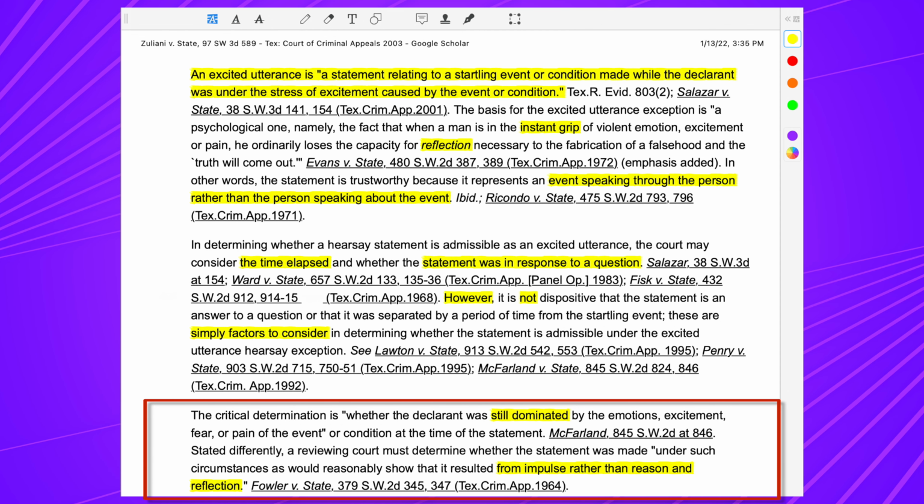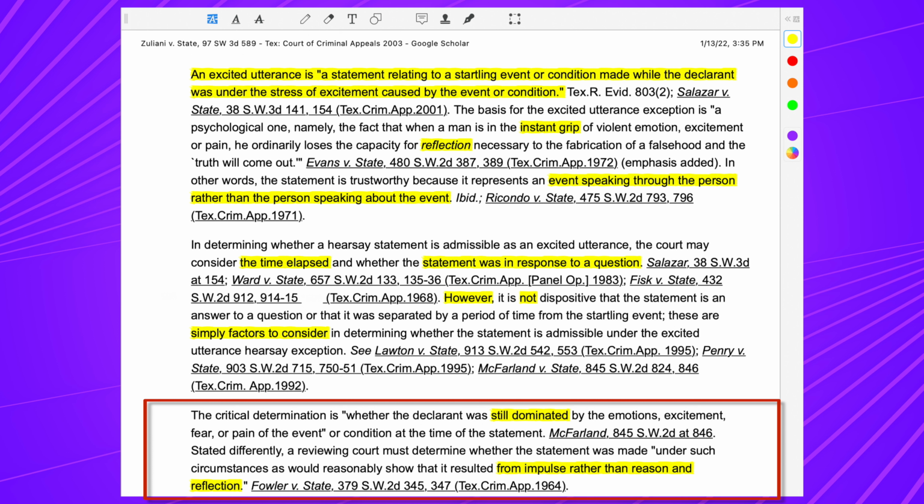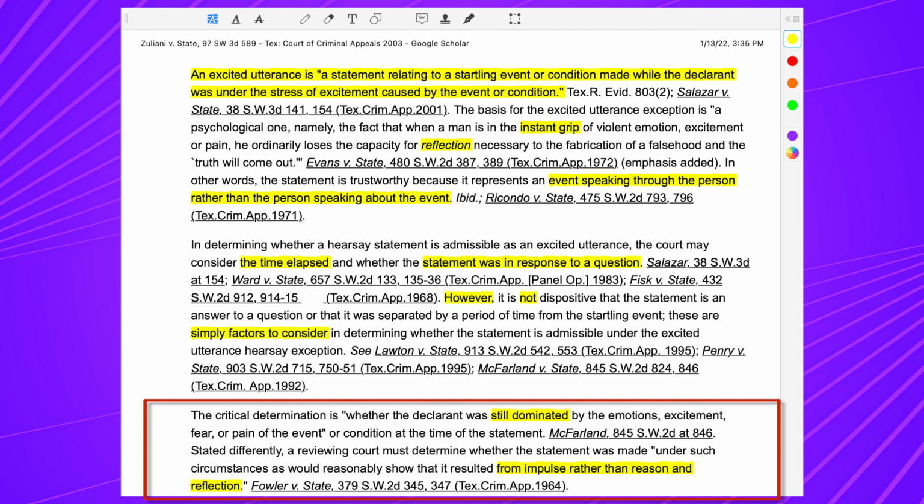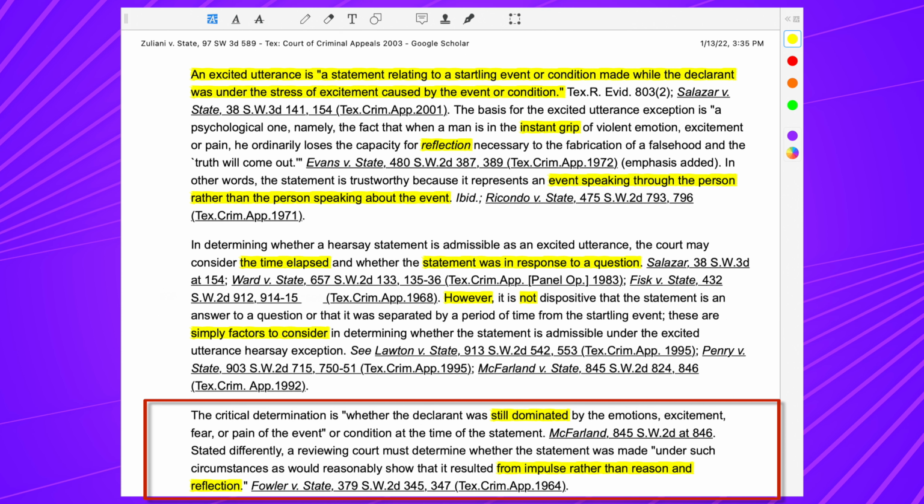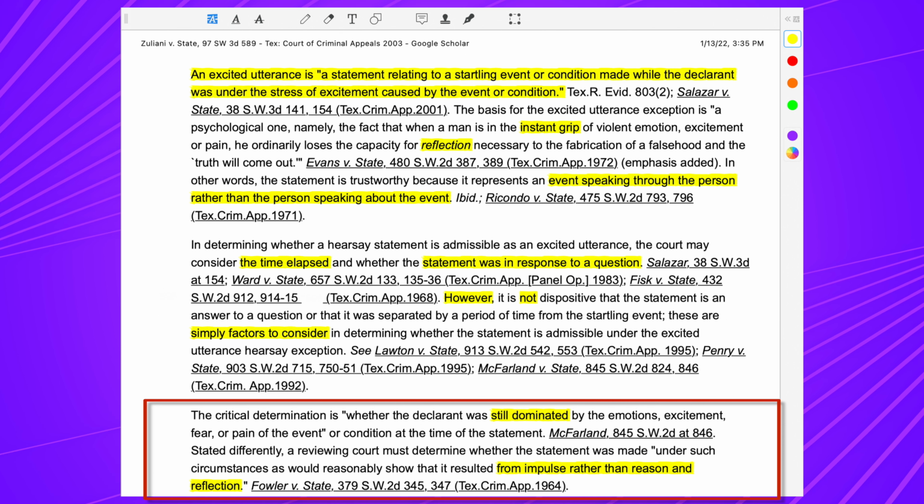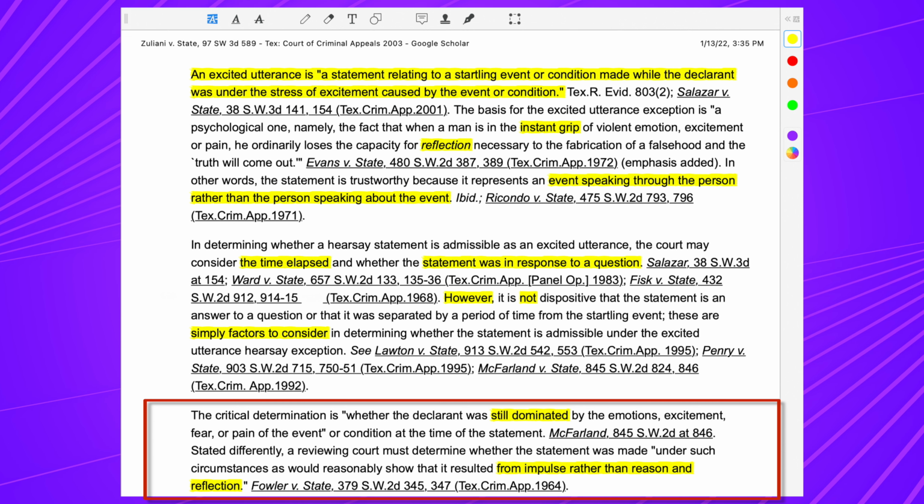The goal here is to have a set of facts proving that the declarant was still being dominated by the emotions, excitement, fear, or pain of the event or condition at the time of the statement, with the event or condition being either the car wreck in this situation or the threat by the defendant. So we're going to be arguing that the statement by the declarant in this situation was made by impulse and was spontaneous. Opposing counsel, when it's his time or her time to respond, they're going to be arguing that the declarant within those 24 hours had enough time to reflect on the future statement and the effects of such statement.